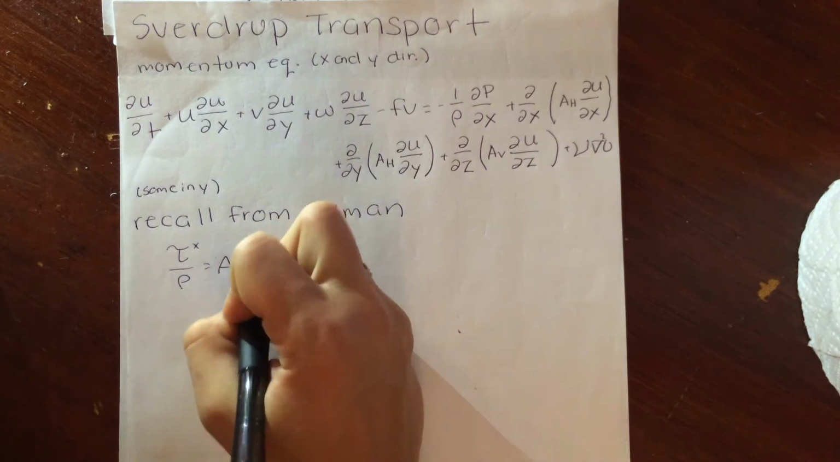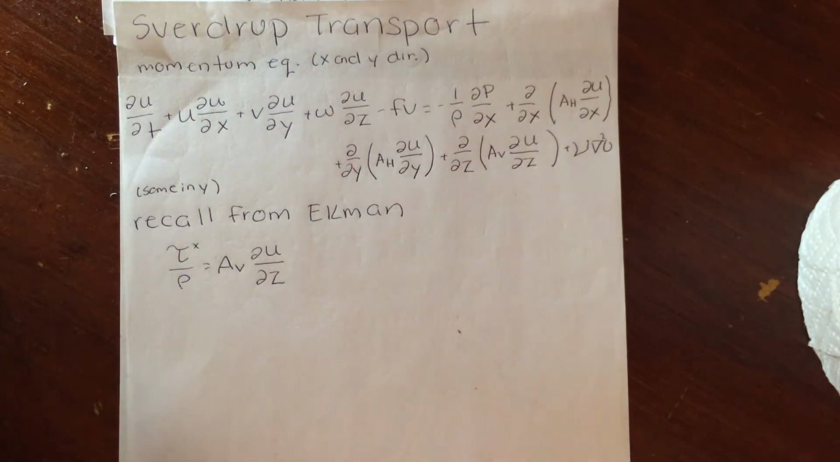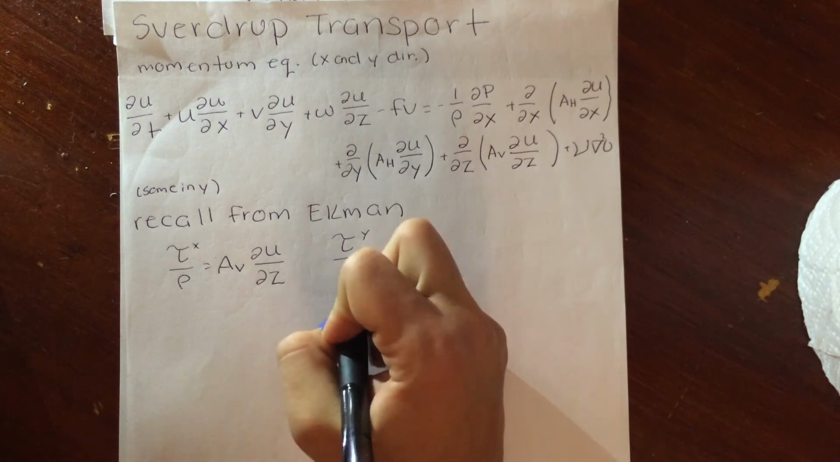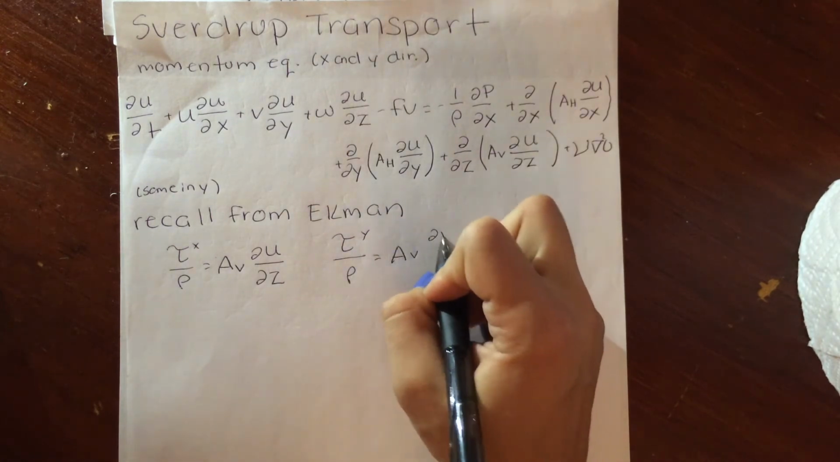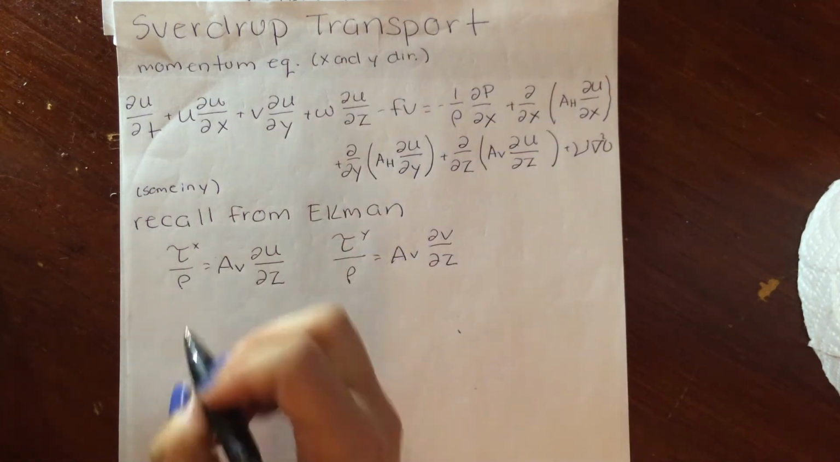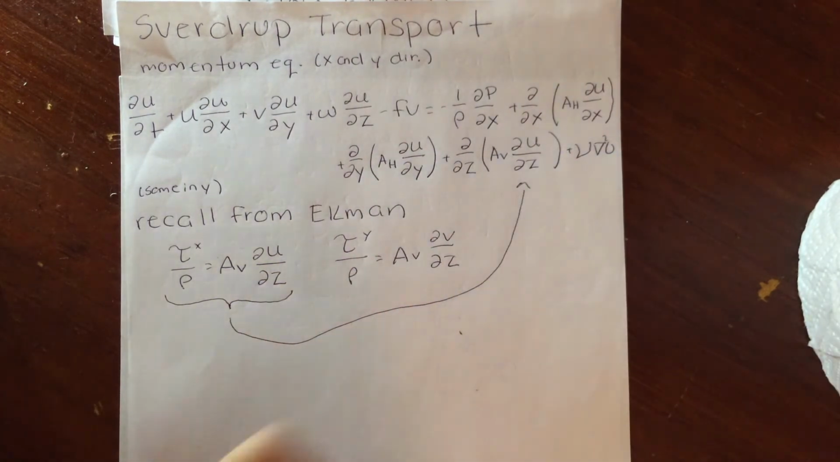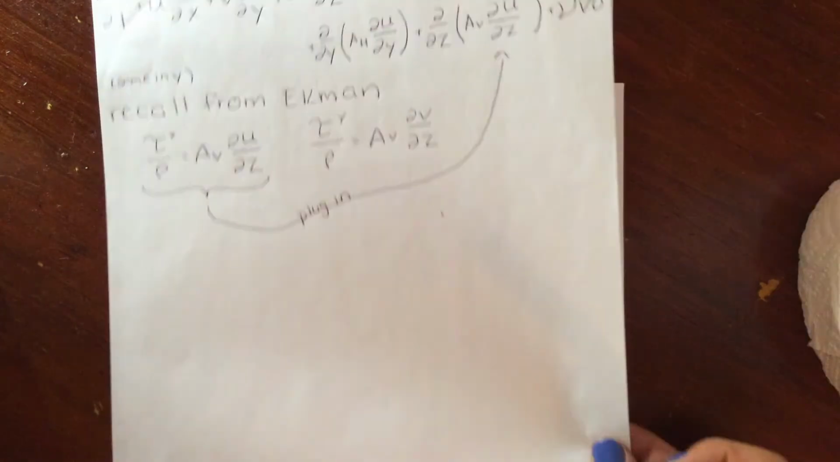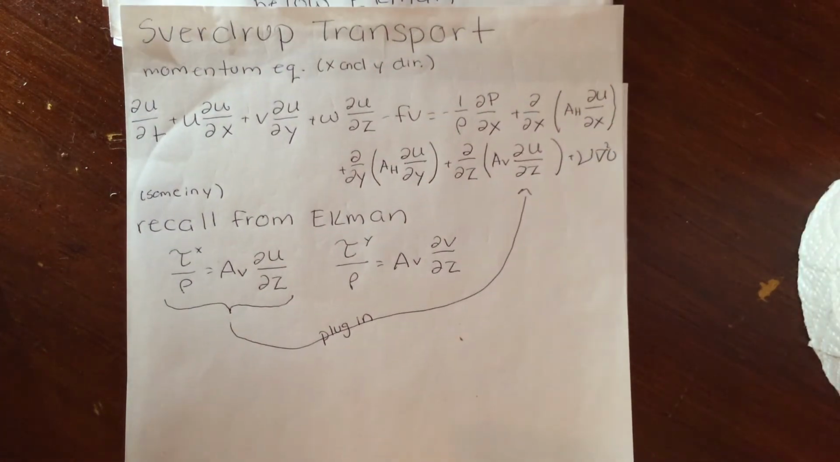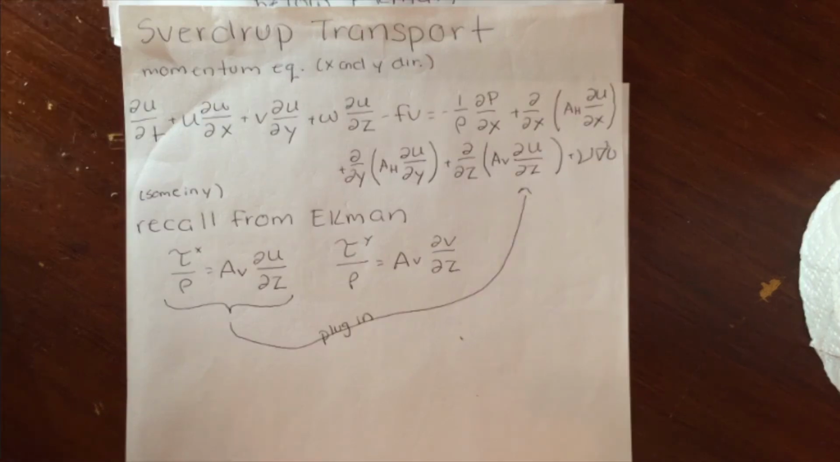Recall from Ekman that we can relate our wind stress to our vertical shear, and so we can replace that term in our momentum equation. Now, as always, we'll make some assumptions about our flow. I'm going to go back and forth here so you can see which terms I get rid of with each assumption, so I apologize if it gets a little bit jumpy.